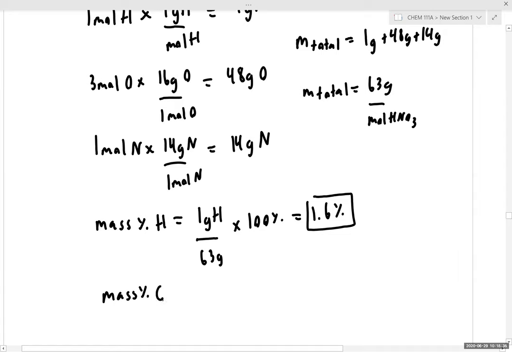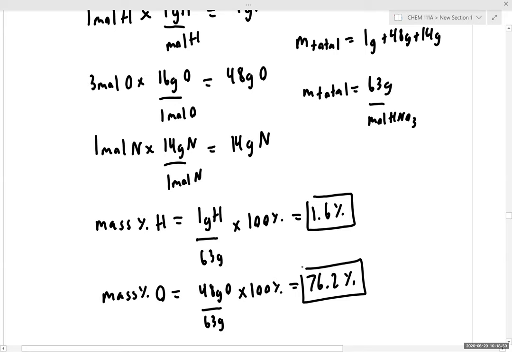Okay, let's look at the mass percentage of oxygen. We have 48 grams of oxygen over 63 grams total, times 100%. That in turn gives us a mass percentage of 76.2%. So the majority of the mass of this nitric acid is oxygen. Just remember, mass and mole percent are two different things. The mass percentage and mole percentage will overwhelmingly be different.